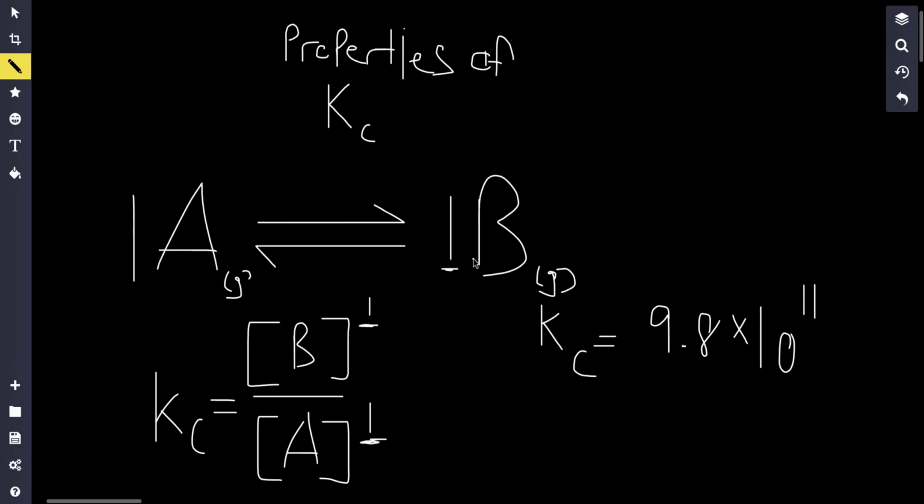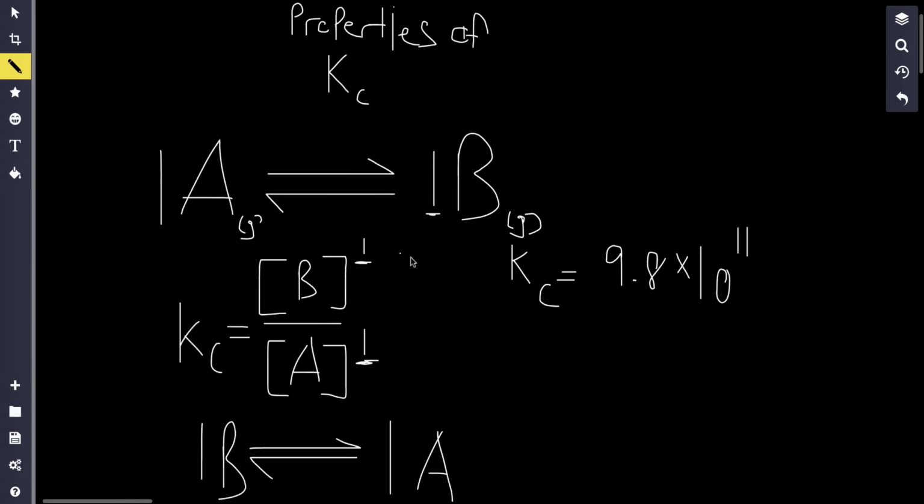Let's talk about the properties of the equilibrium constant. So let's say we have a reaction where A is at equilibrium with B. Now, recall that the equilibrium constant is important because it tells us the product to reactant concentration ratio at equilibrium. And more importantly, it tells us how far a reaction goes before actually reaching equilibrium.